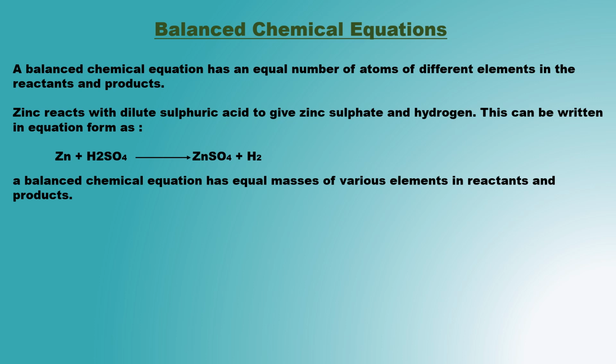This point will become more clear from the following example. Zinc reacts with dilute sulfuric acid to give zinc sulfate and hydrogen. This can be written in equation form as Zn plus H2SO4 give rise to ZnSO4 plus H2. Let us count the number of atoms of all the elements in the reactants and products separately.